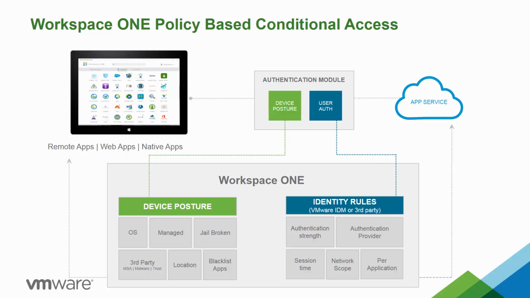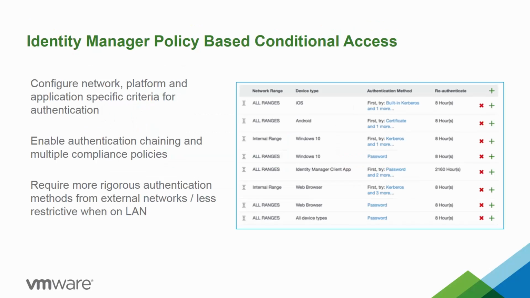As a part of the Identity Manager policy-based access capabilities, we can get very granular in how we configure our policies. The policies can be configured by network segment, by device platform, and by app-specific criteria for authentication. You can also provide authentication chaining with multiple policies to get the granularity that you may really need. So this granularity gives you the ability to require more rigorous requirements for users accessing your internal data via, say, external networks, such as the coffee shop I mentioned earlier.